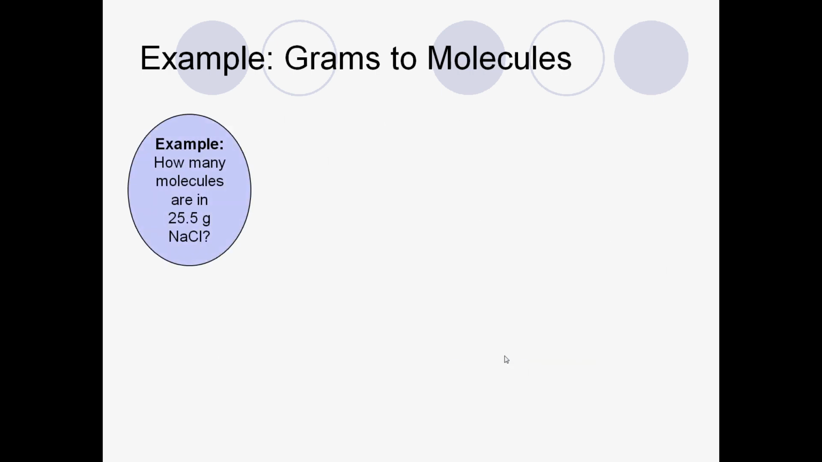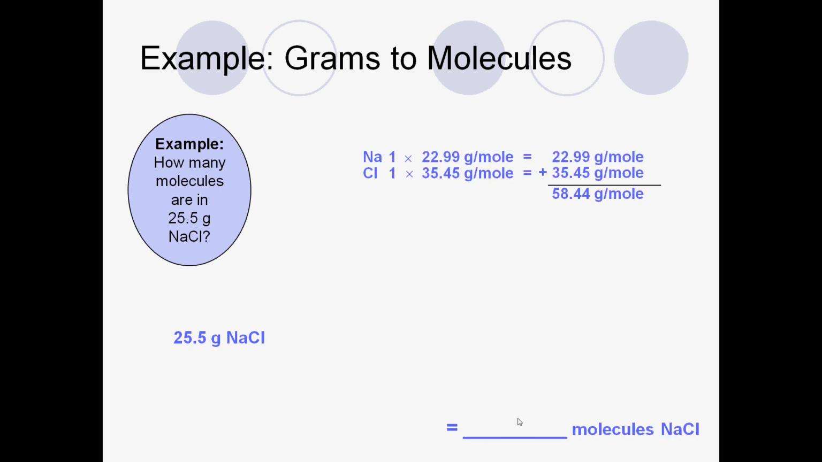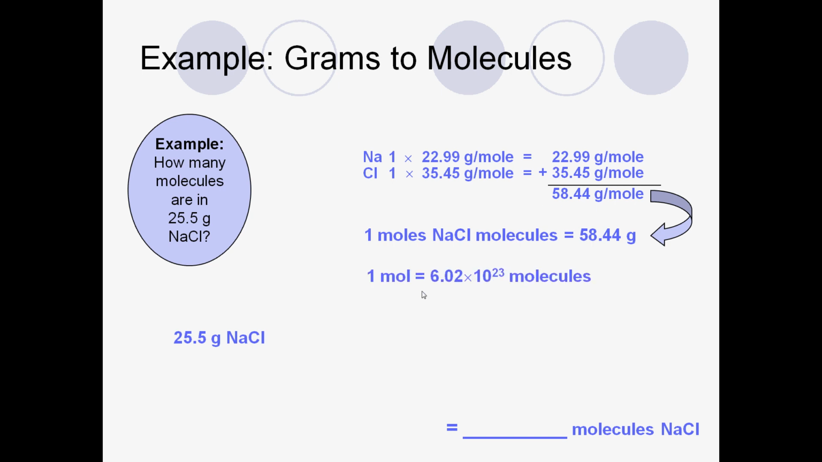So if we're going from grams to molecules, this is a little more difficult because we have to relate everything to moles. So we would write down our grams. We know we want to get to molecules. So we're going to have to take 2 different steps here. We know when we add everything up that it's 58.44 grams per 1 mole. And then we would have to relate that to how many molecules are in a mole.